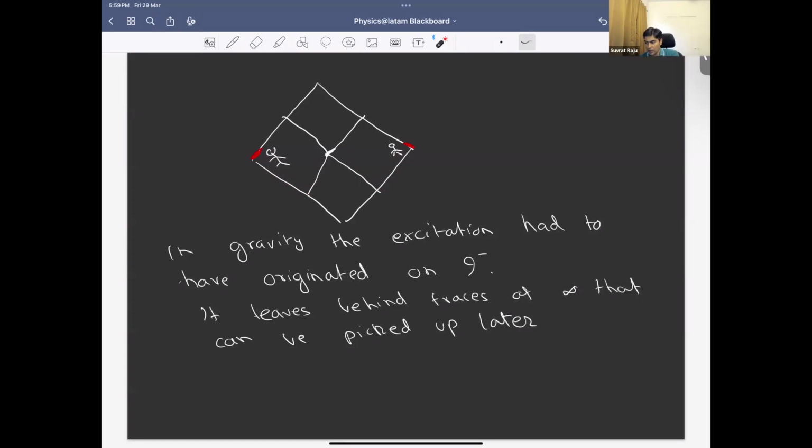Okay. If not, then let me go to a slightly different topic. Before I go to the information paradox, I want to explain something slightly different. So I've been explaining to you how gravity localizes information unusually.